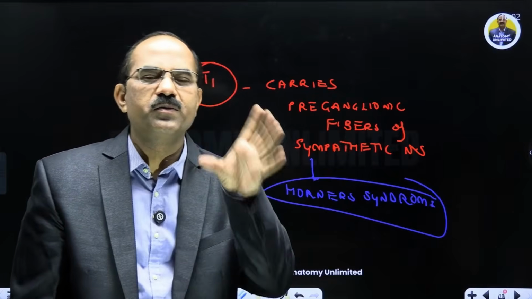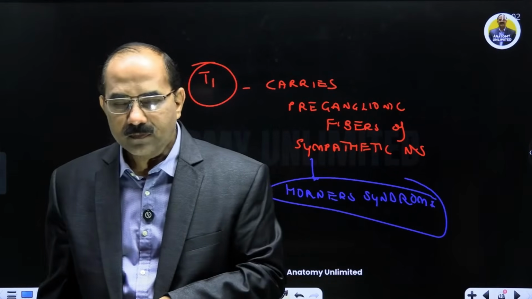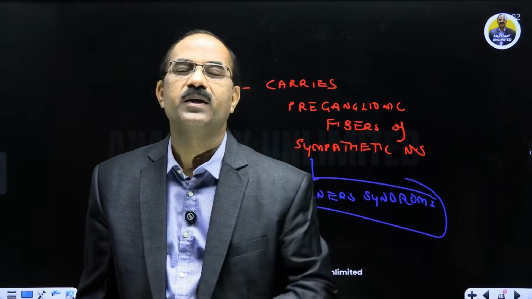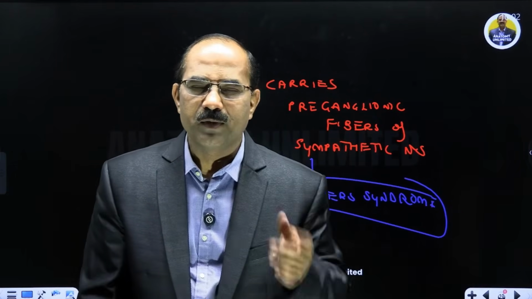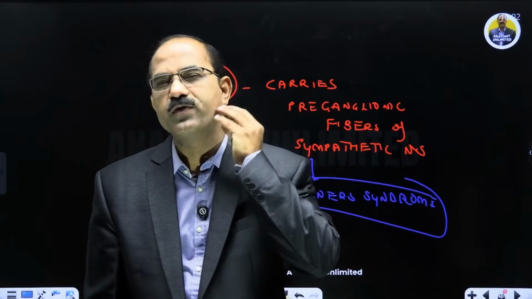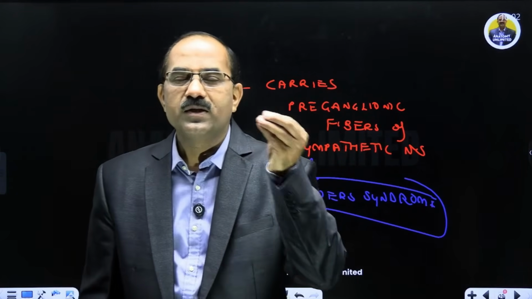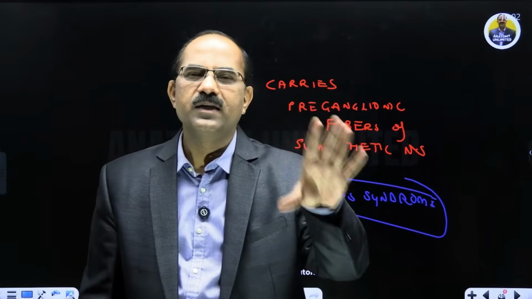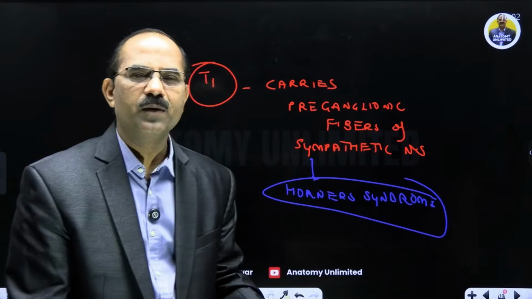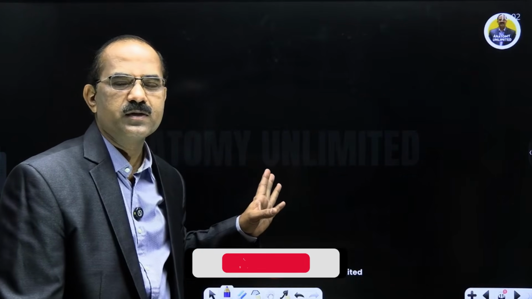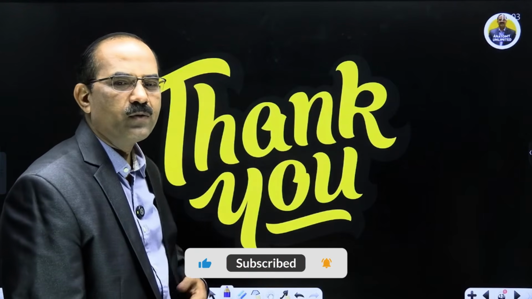Horner syndrome is a group of features: loss of sweating, anhidrosis, enophthalmos, and miosis, that is, constriction of the pupil. Constriction of pupil is miosis. Loss of sweating is anhidrosis. Then the eyeball sinks in, enophthalmos. These are some things in Horner syndrome that we'll see later. But this is Klumpke's paralysis. Students, I hope this is clear to all of you.